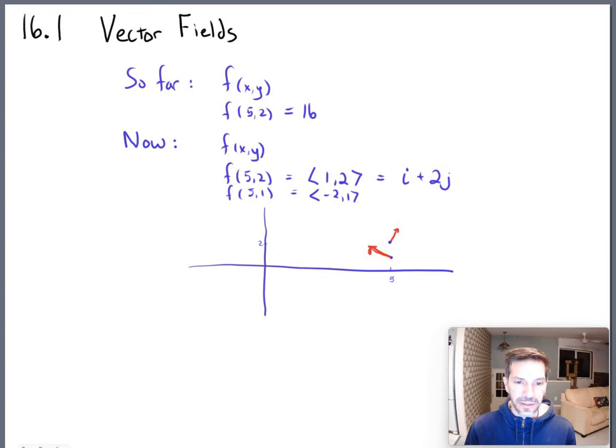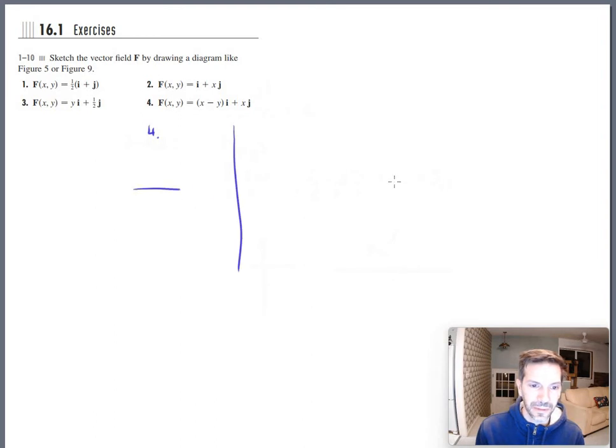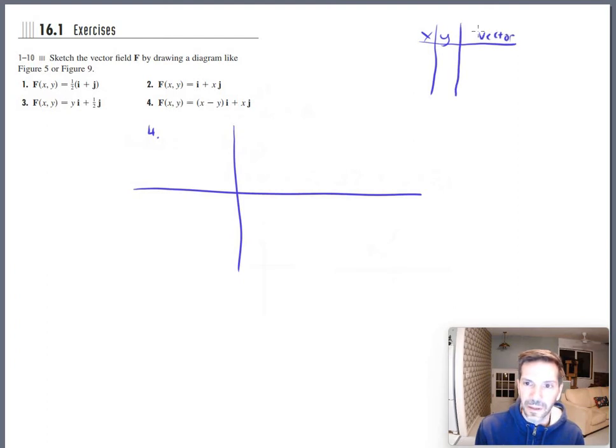We should look at a couple examples. So here are the first few problems from the homework. I'm sure they would like you to sketch these by hand. However, I'm going to have you sketch these with technology instead. So if we were going to do number 4 by hand, we would make some x, y points, and then get the vector result, and we would just start picking points.